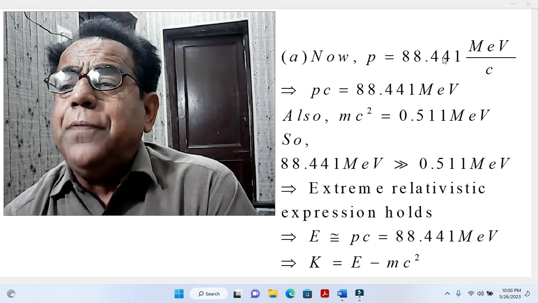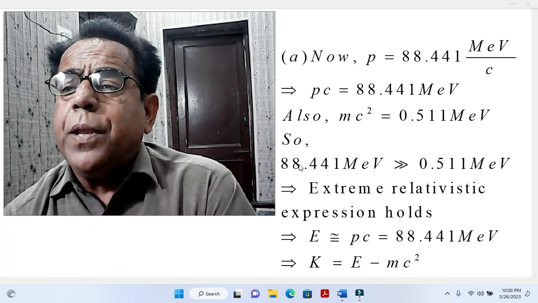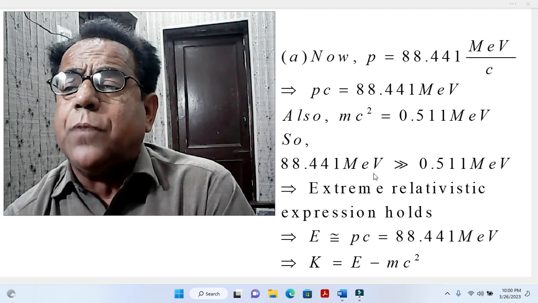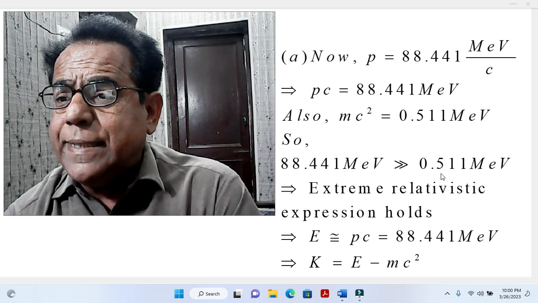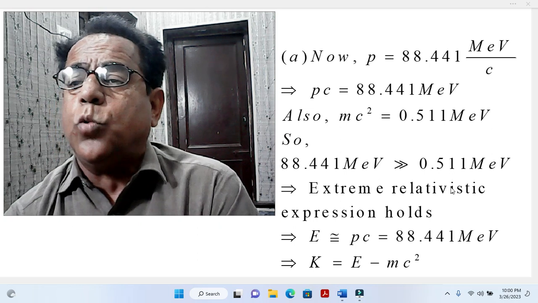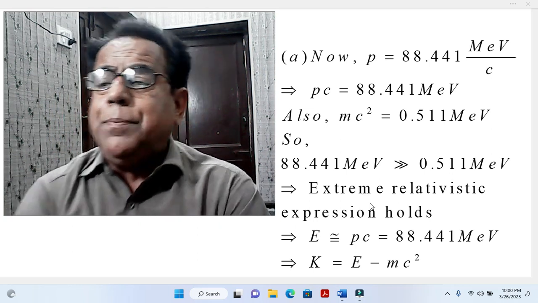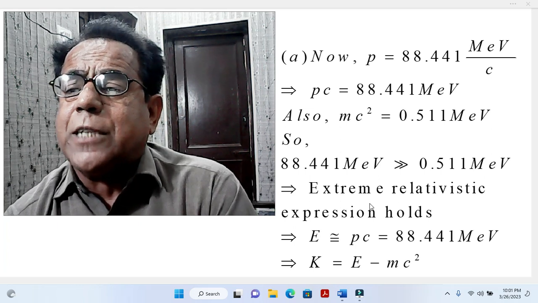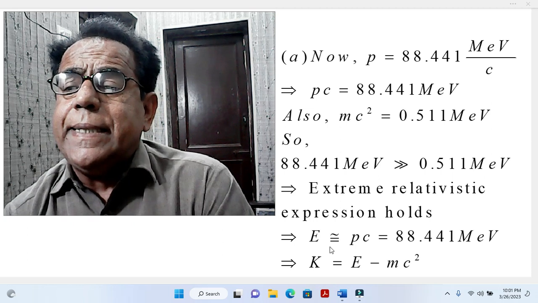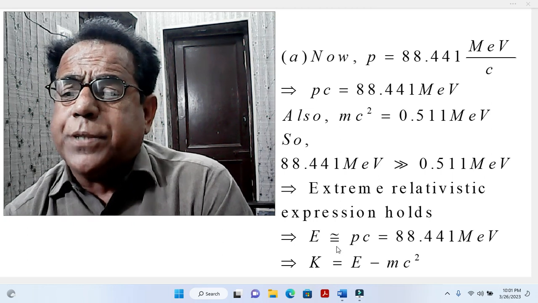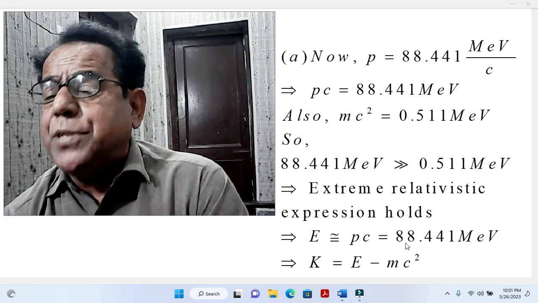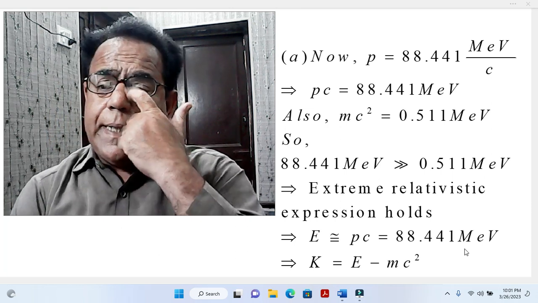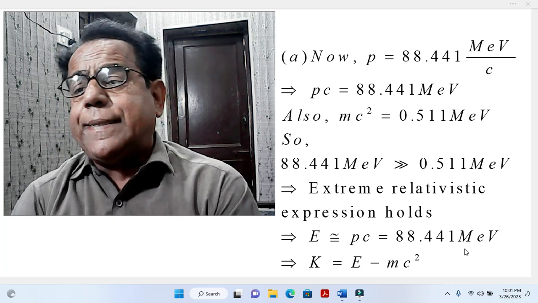Okay, so when we compare these two values, we conclude that this value, 88.441 million electron volt, is very much greater than 0.511 million electron volt. This implies that the extreme relativistic expression holds. And in the extreme relativistic expression, we know that energy E is approximately equal to PC, and this becomes equal to 88.441 MeV. Moreover, kinetic energy is equal to energy minus rest energy, MC square.